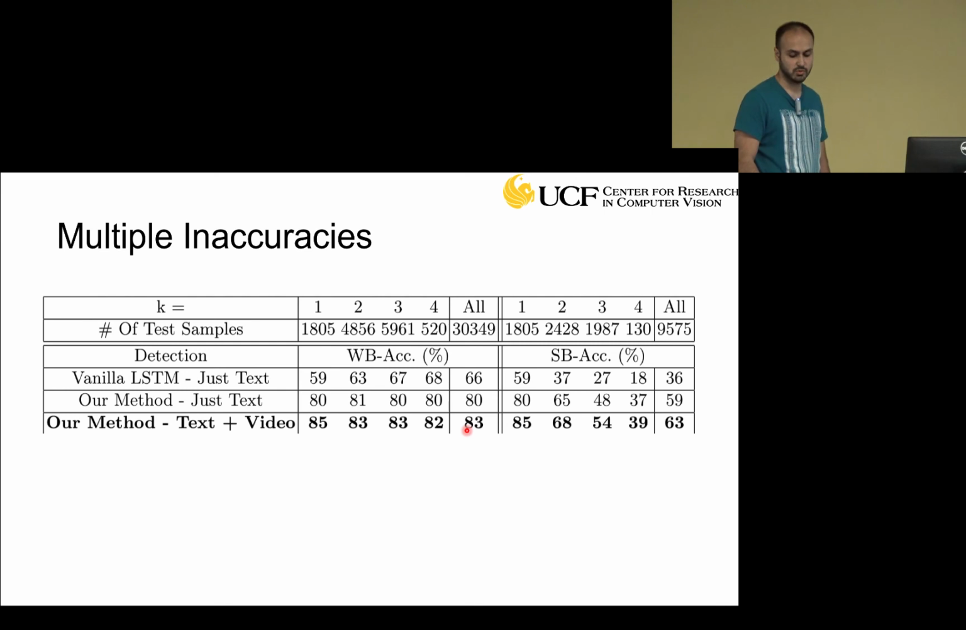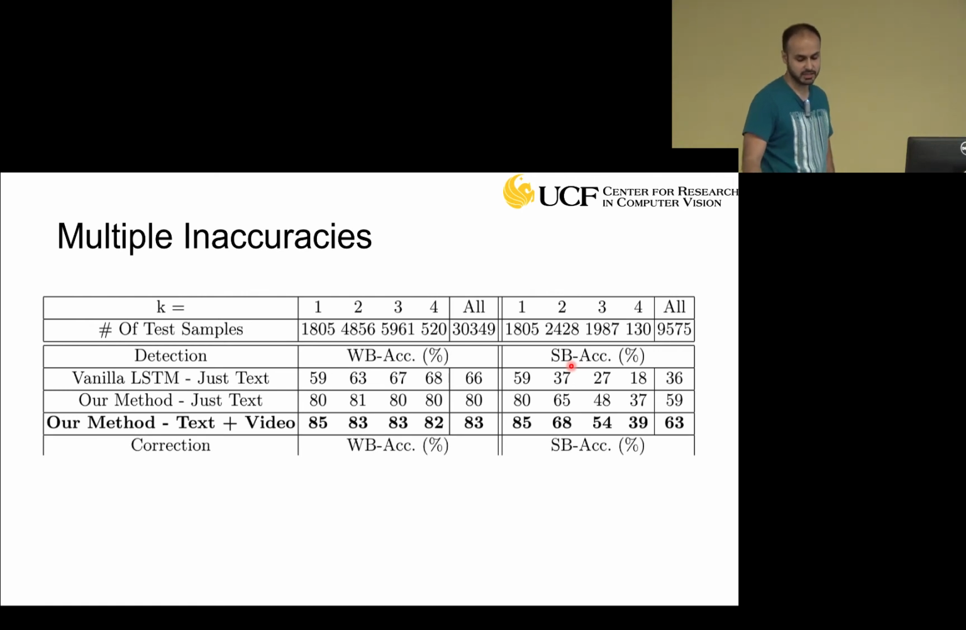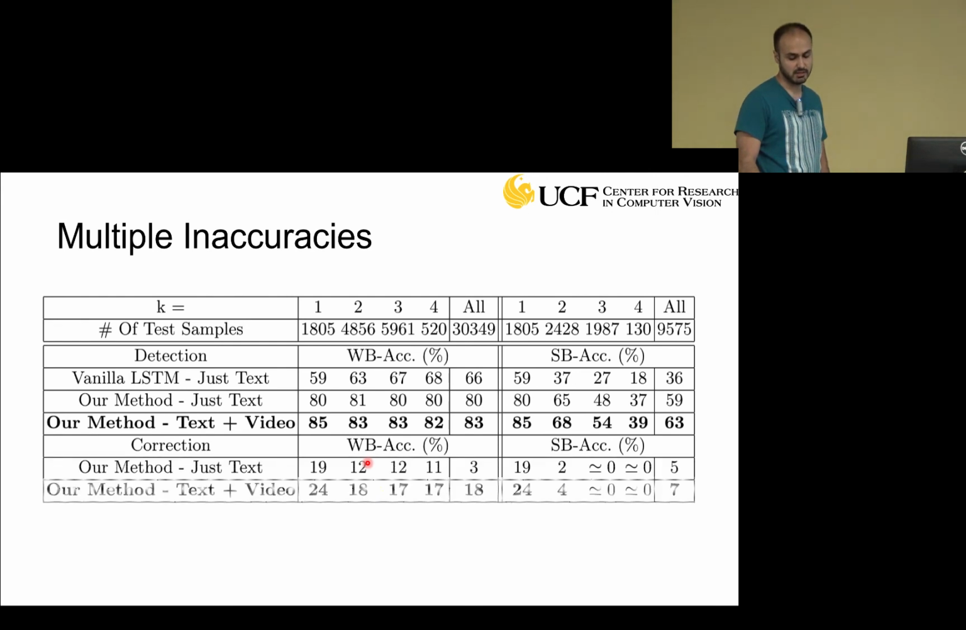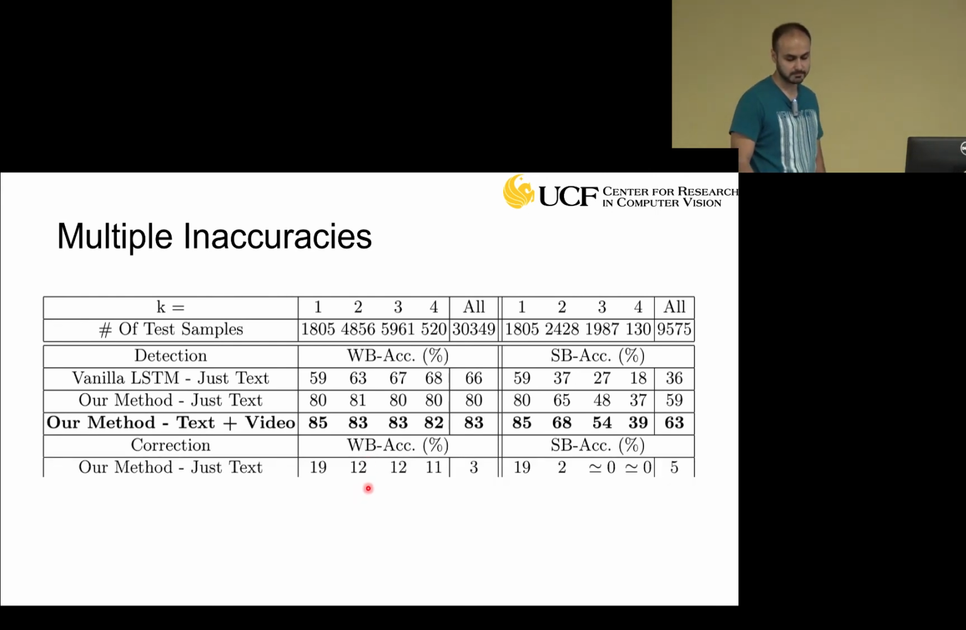Here I show two metrics. One of them is word-based and one of them is sentence-based. In word-based, I count each inaccuracy independently. But in sentence-based, all the inaccuracies in one sentence must be detected correctly, and then I count that sentence as a success. So again, for the correction, our method with just textual input gets 3%. If we use both text and video, we get 18%.